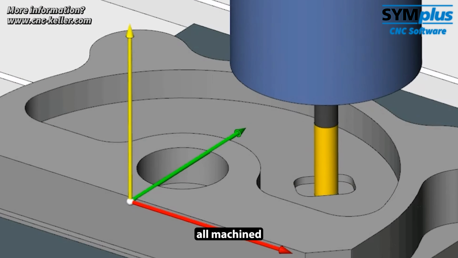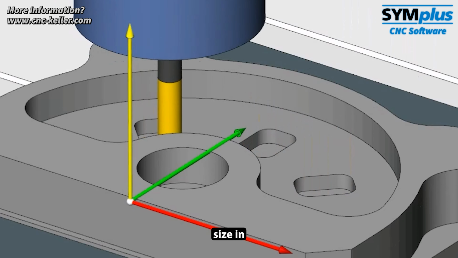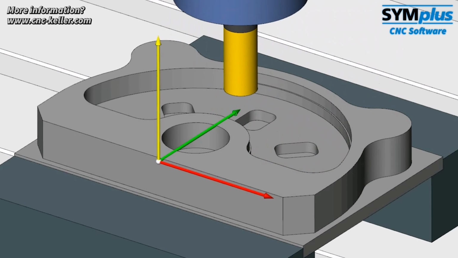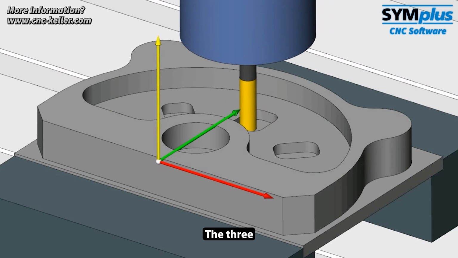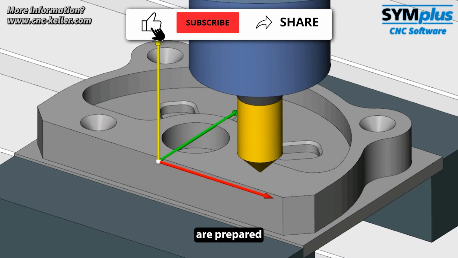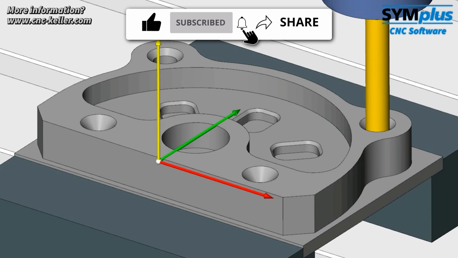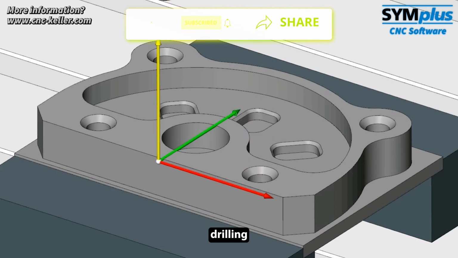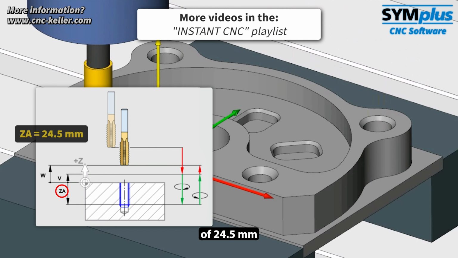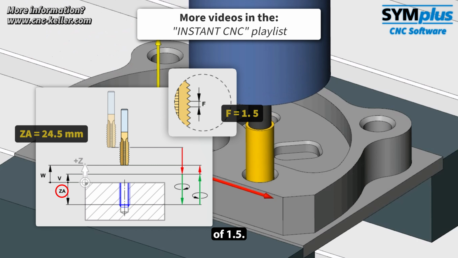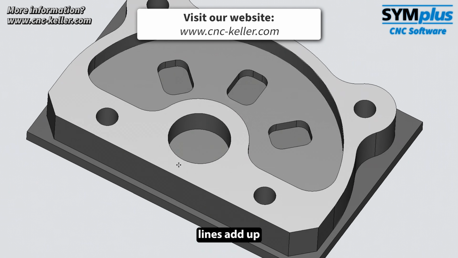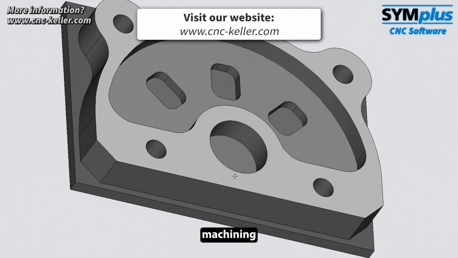After that, all machined surfaces are finish milled to size in several passes. The 3 rectangular pockets are chamfered. Finally, 4 holes are prepared for M10 threads. After center drilling and countersinking, the thread is cut to a depth of 24.5 mm with a pitch of 1.5. And that's it. This is how many small lines add up to form a complete machining process.